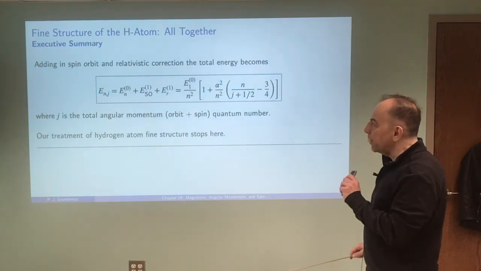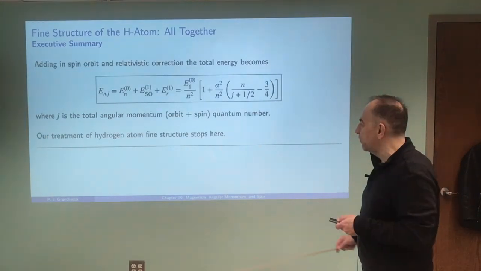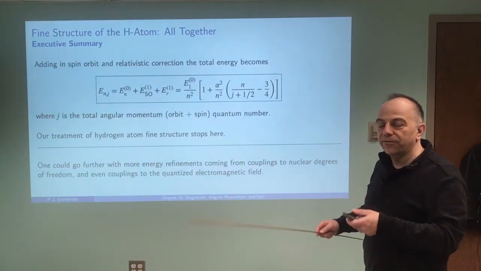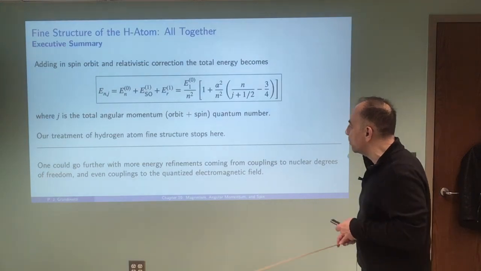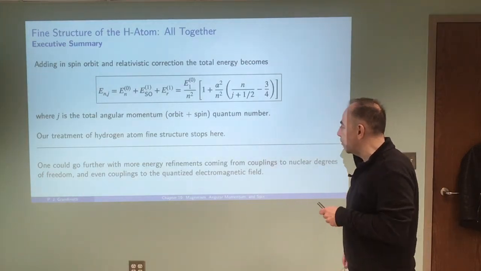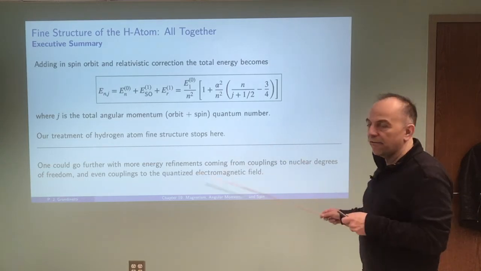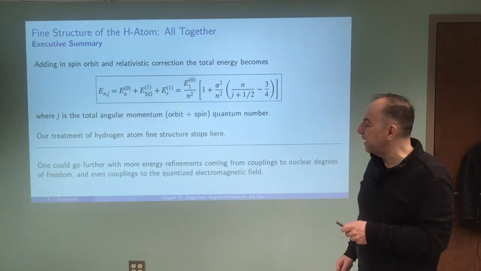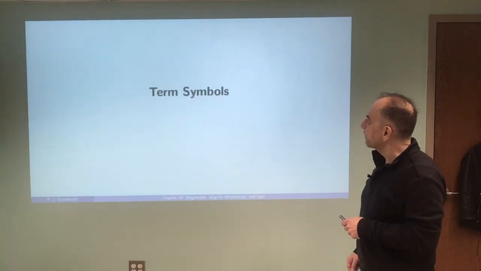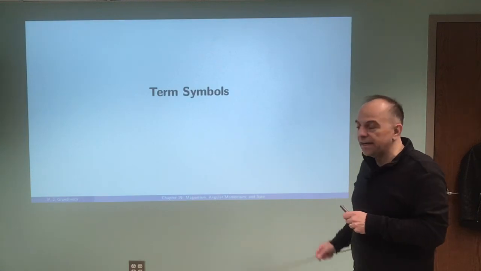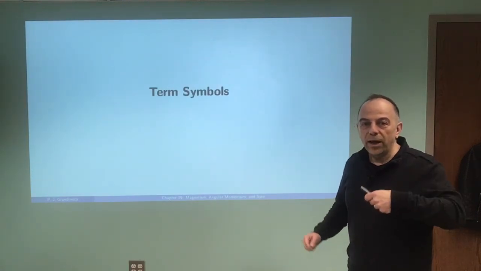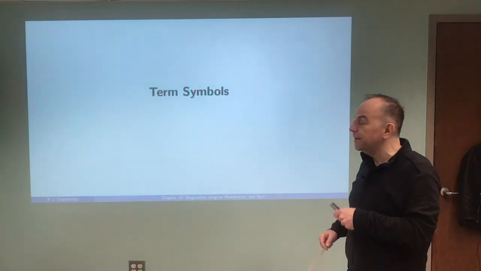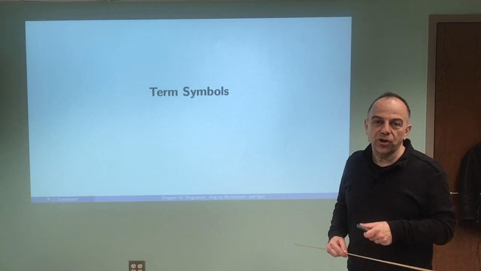Okay. So we're not going to go any further. You could actually go further here and worry about interactions of the nuclear degrees of freedom, like the magnetic moment of the nucleus and so on, and then even if we're worried about the quantized electromagnetic field. But this is enough to really get us to really good agreement with some of the details in the hydrogen emission spectrum. So we're going to stop here in this video, and in the next video we're going to start looking at a way of describing these energy levels with total angular momentum and orbital and spin angular momentum, and a notation that spectroscopists like to use called term symbols.